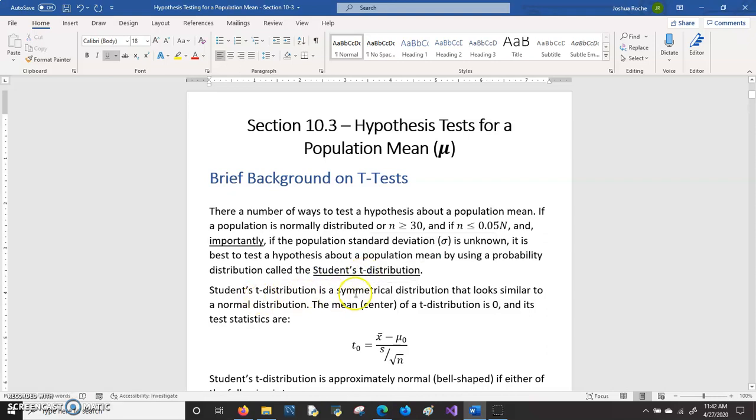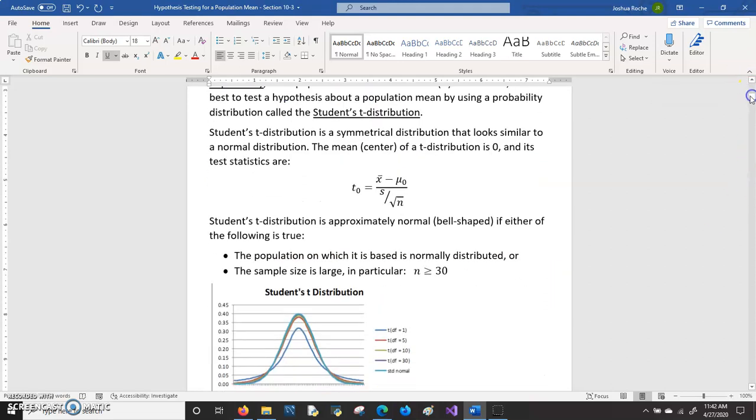Student's t-distribution is a symmetrical distribution. It looks similar to a normal probability distribution. It looks like this. The mean of this distribution is 0, so 0 is in the middle, and the values on the horizontal axis are t-values, and the test statistic, some t-value, can be calculated using this formula.